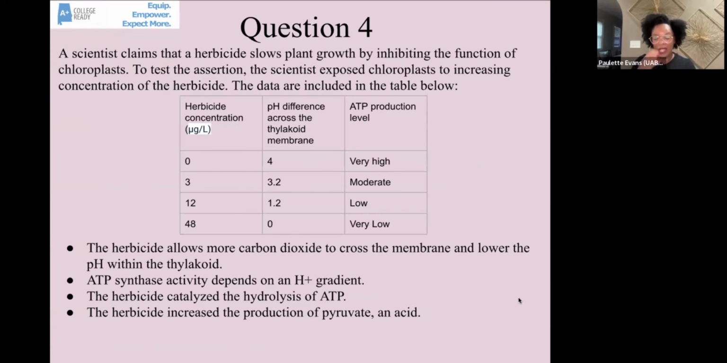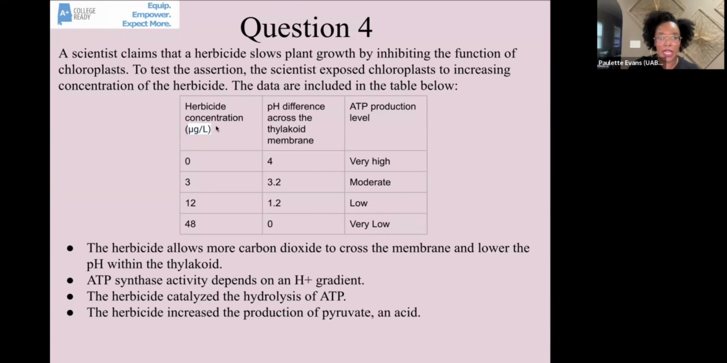All right, question four. Look, I'm not in the way this time. A scientist claims that an herbicide slows plant growth by inhibiting the function of chloroplasts. To test this assertion, the scientists exposed chloroplasts to increasing concentrations of the herbicide. The data are included in the table below. So let's look at the data table, use it to your advantage.